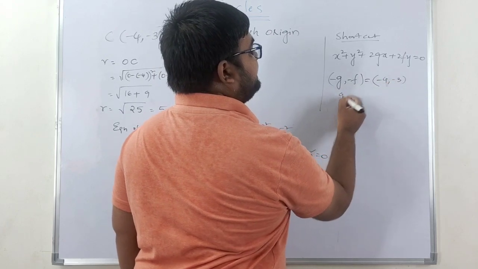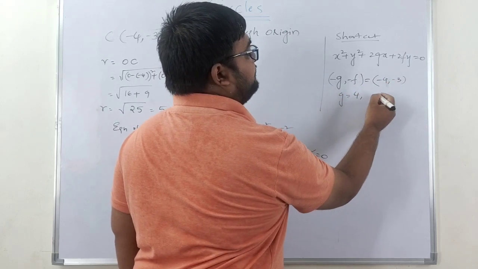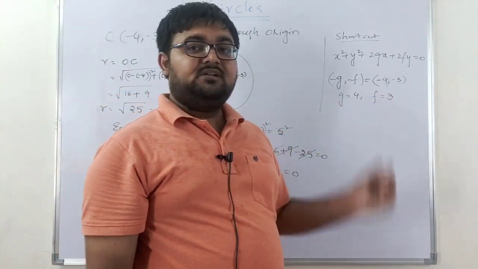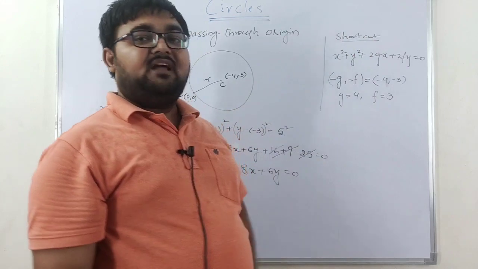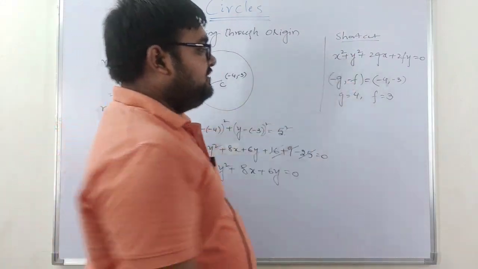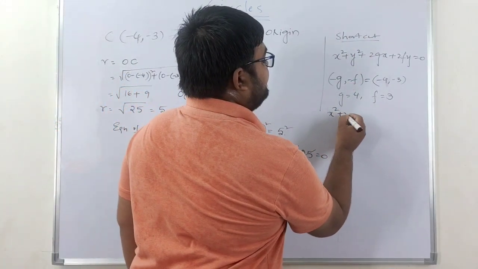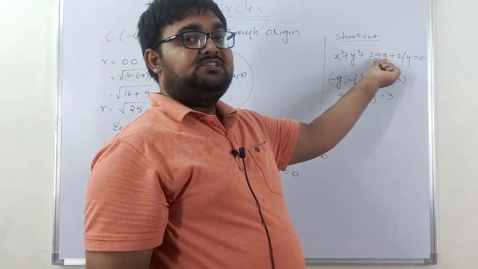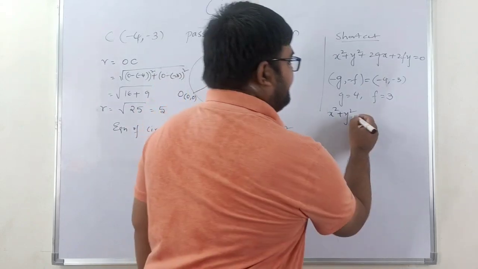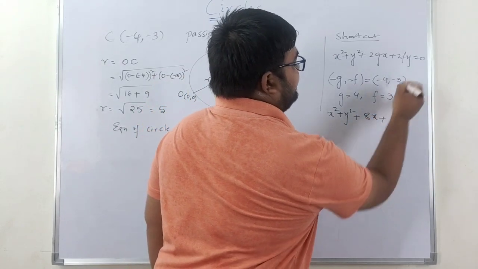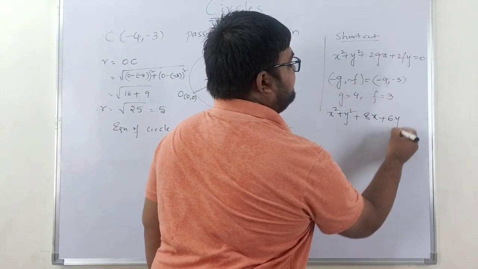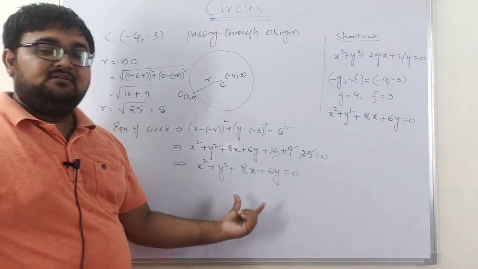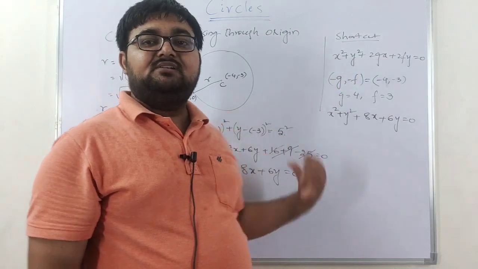On comparison, what is g? g is nothing but 4, and f is nothing but 3. So we got the g value and the f value. Directly substitute the values in the required equation. Then what are we going to get? x² + y² + what is the value of g? If you substitute g equal to 4 here, 2 into 4 is 8x, plus 3 into 2 is 6y, equal to 0. Did we get the same equation? Right? So this is nothing but the shortcut for this.